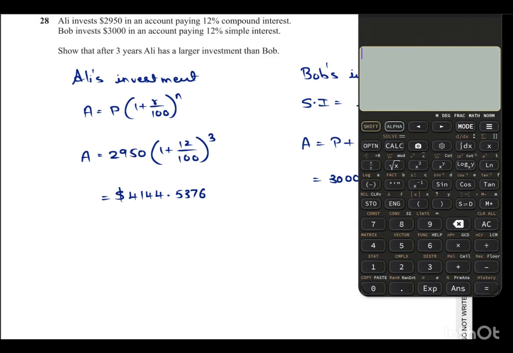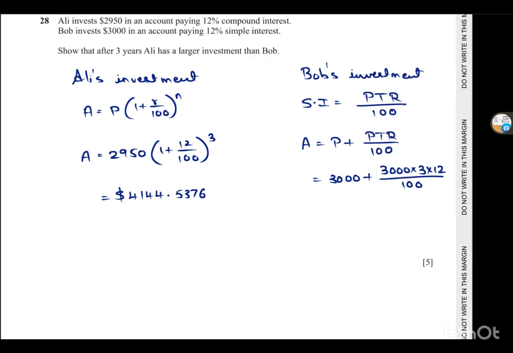Then Bob, let us find out the amount Bob gets after 3 years. 3000 multiplied by time, which is 3 years, and rate, 12 divided by 100, is 4080. He gets $4080 after 3 years.